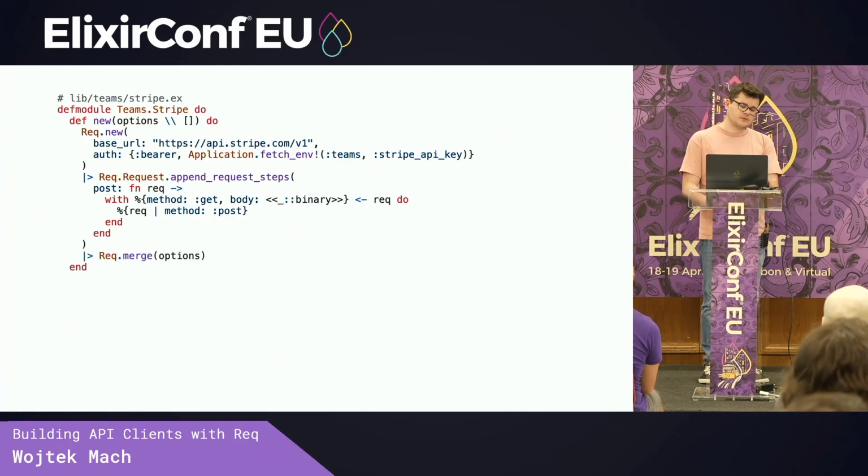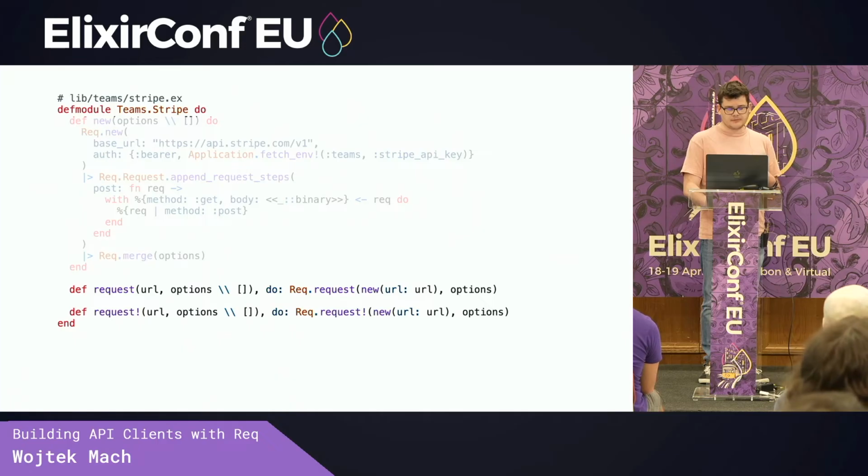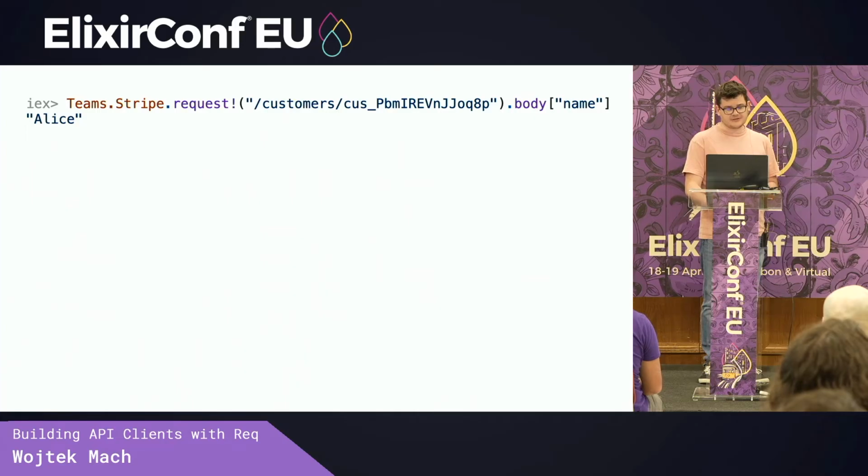And then at the end, we merge any additional options that you may have given to the function. We also have entry point functions, so request and request bang. Under the hood, they just call the new function, which sets up the request, and then otherwise just calls rec.request. And this is pretty much it. So pretty small, I would say. Let's see it in action.